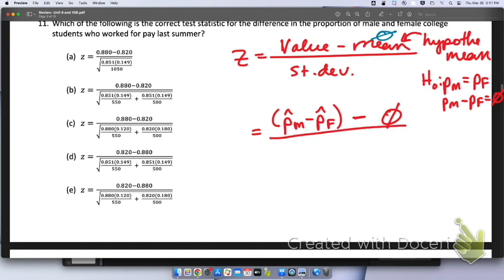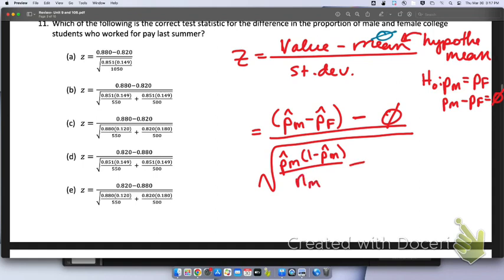And then my standard deviation is going to be the square root of p hat m, 1 minus p hat m, divided by the sample size for the males, plus p hat f, 1 minus p hat f, divided by the sample size for the females. That kind of format is on your formula chart for a 2-sample, so you can look on the back side of your formula chart to find that. And so at this point now we just need to make sure we know which one is which.